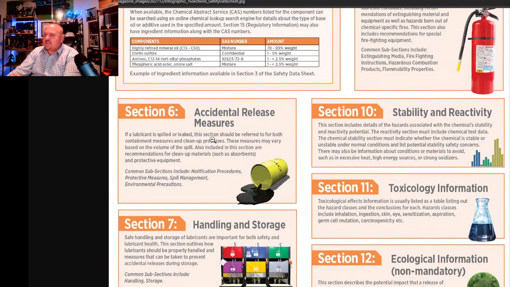Section 6, accidental release measures. If a chemical, a lubricant here as an example, is spilled or leaked, this section should be referred to for both containment measures and the cleanup process. These measures may vary based on the volume of the spill. Also included in the section are recommendations for cleanup materials such as absorbents and protective equipment. Common subsections include notification procedures, protective measures, spill management, and environmental precautions.